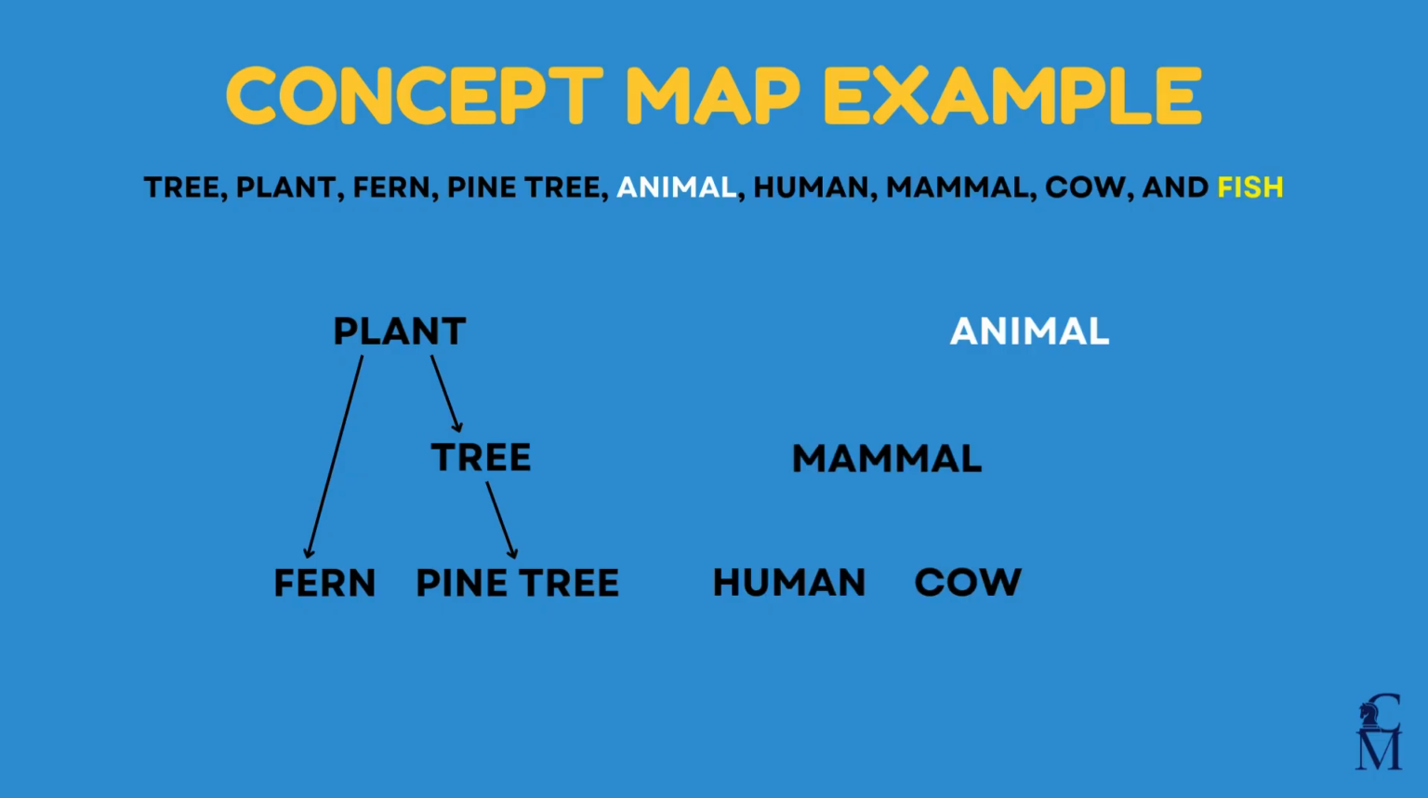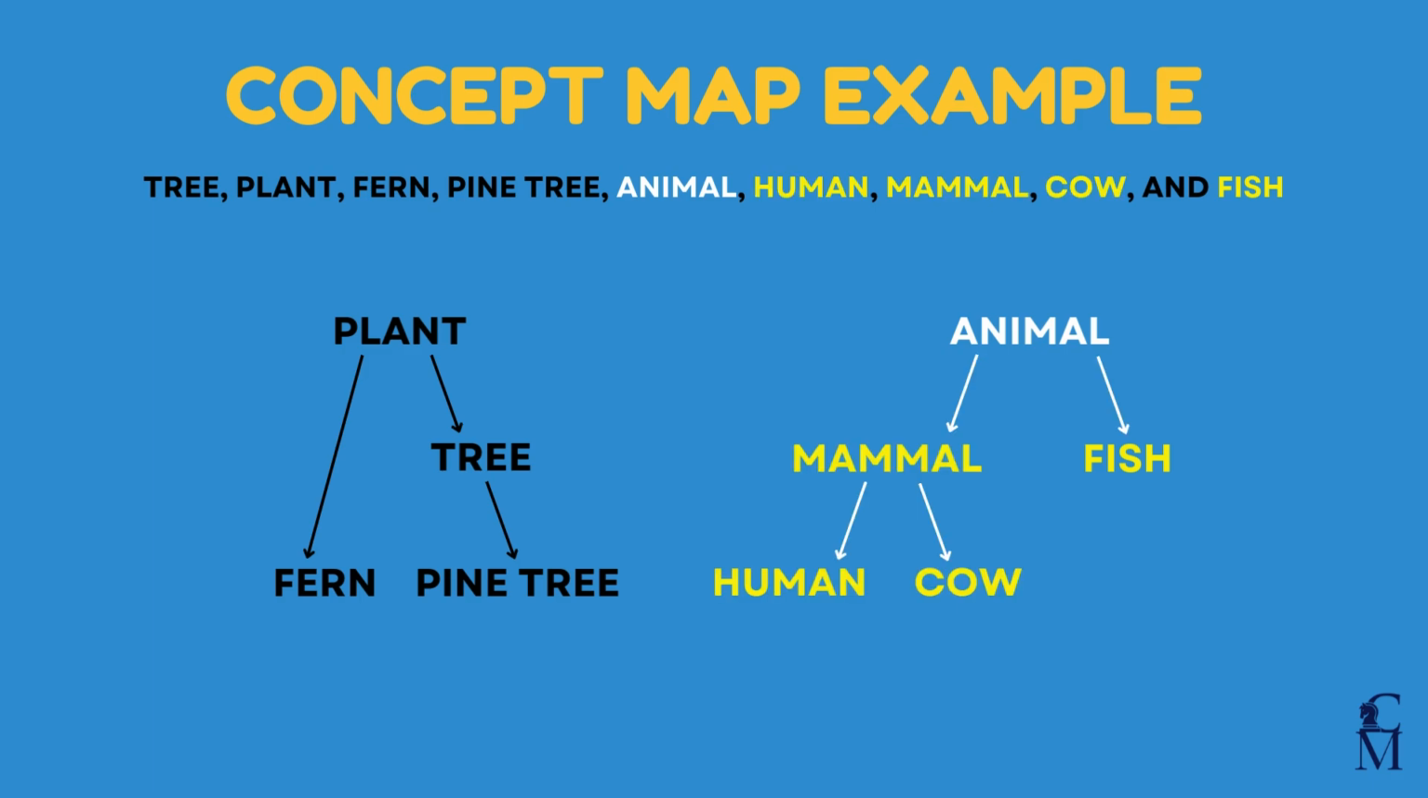Fish are a type of animal, but they are not a type of mammal. So, we will place the word fish under the word animal, but not under the word mammal. Now, we will place a line connecting each word to the higher order category that they belong to. The result will be one line connecting the category animal to the category mammal, and another line connecting the category animal to the category fish, and then one line connecting the category mammal to the category human, and another line connecting the category mammal to the category cow.